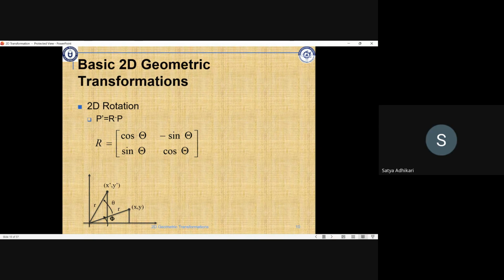No, it is only matrix form. This is R. R means cos theta, minus sin theta. If you multiply R and P, you will get P dash. If you multiply R dot P, that is, you multiply two matrices, you get P dash. So X dash Y dash equal to cos theta, sin theta, cos theta, into P. Okay, XY. If you multiply R and P, you will get P dash.